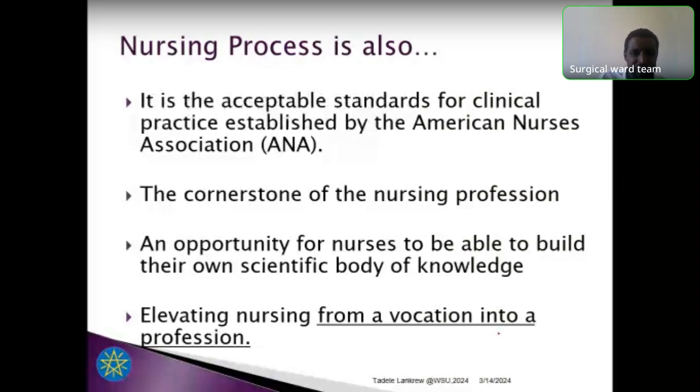That means it creates an expert nurse. It helps us to create an expert nurse, elevating the nursing profession from a vocation into a profession. It advances the knowledge of the nurse and it creates experts in that profession.